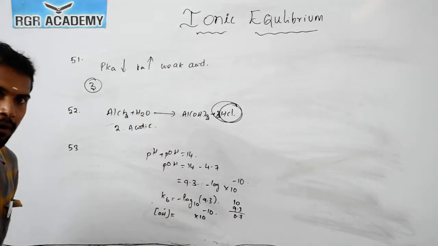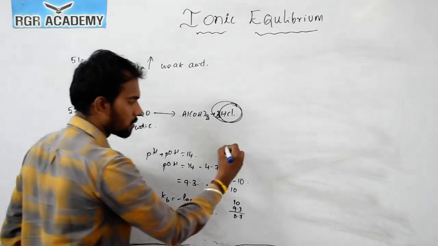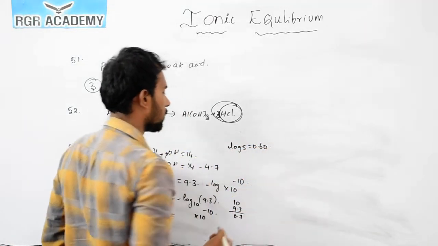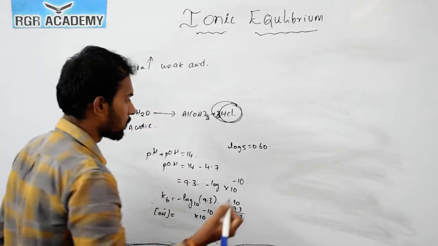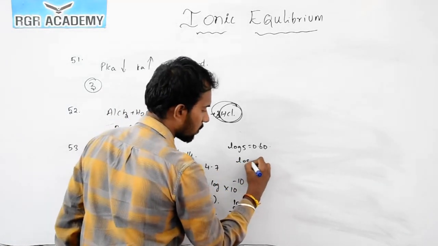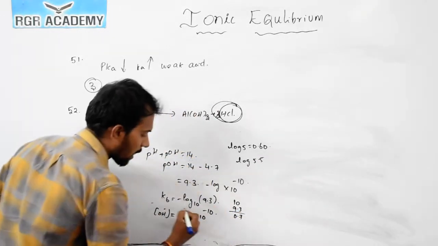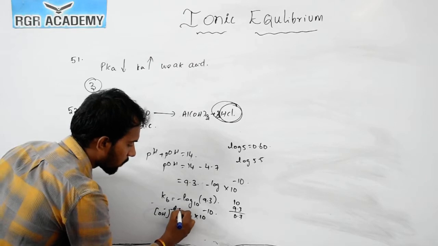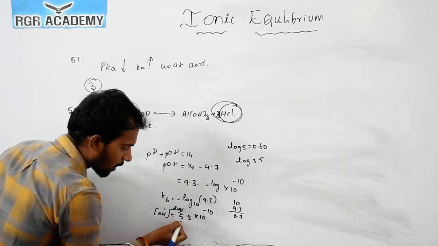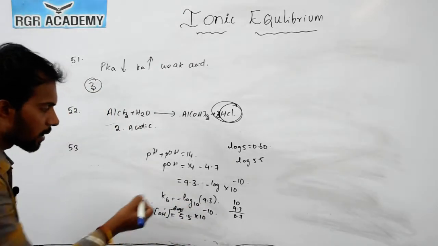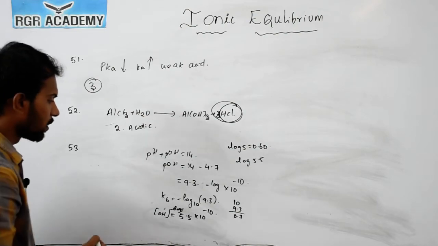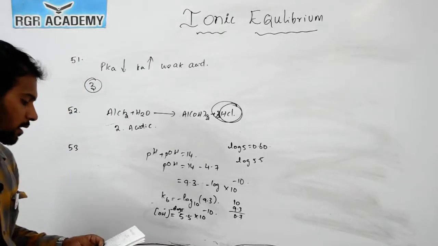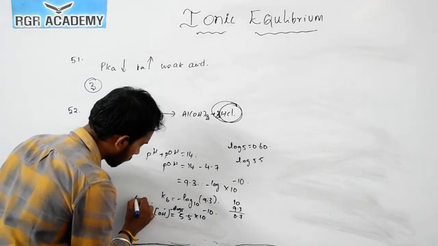What is the value for log 5? Log 5 value is 0.60. Log 6 is 0.72. So we can take it as log 5.5. So the value is 5.5 into 10 power minus 10, and minus log of that you will get approximately 9.3. So here they have given 5 into 10 power minus 10 as the correct answer. So the answer is 4.